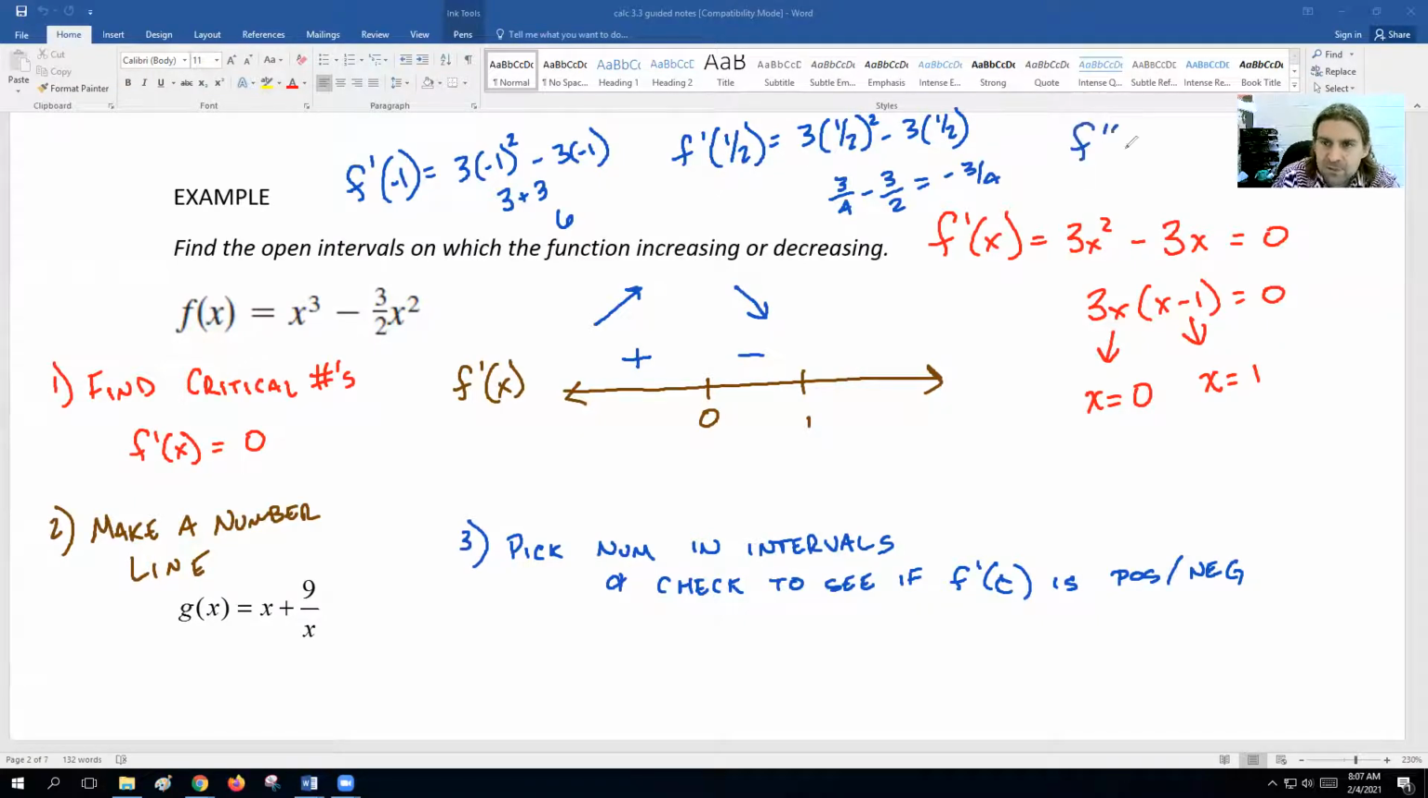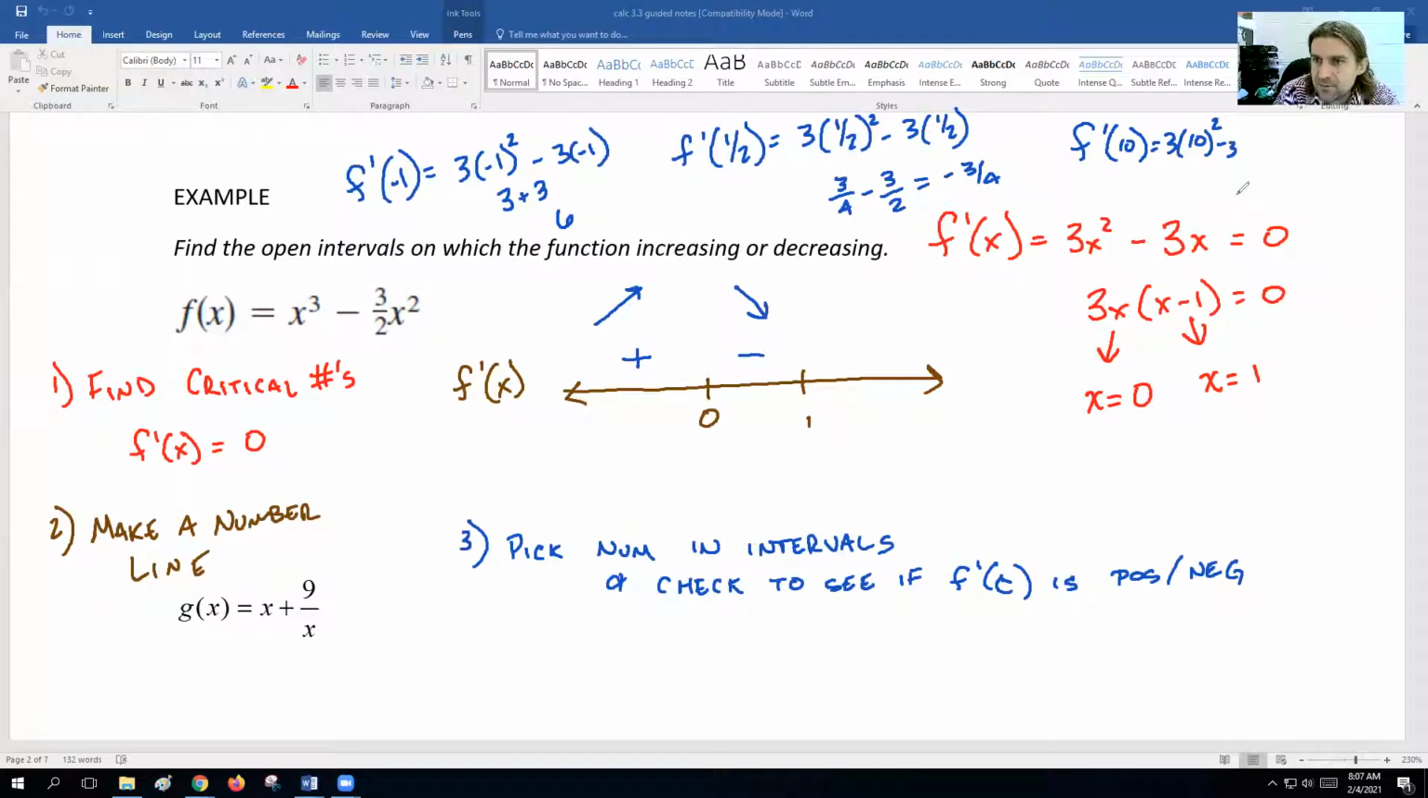We can pick any number, so we could pick like 10. What's 3 times 10 squared minus 3 times 10? Face is running out of room there. So let's see, that's 300 minus 30. That's 270, which is a positive number. So that means the graph is going up. So this is going to be good enough for us.